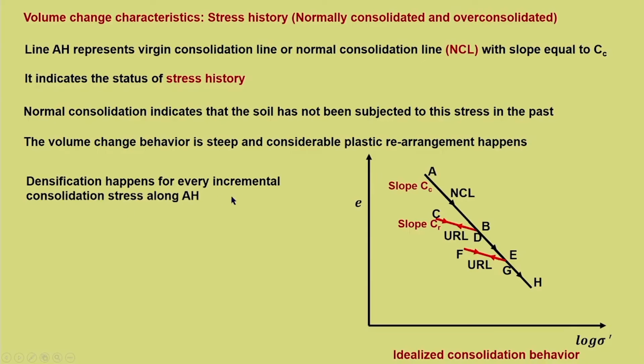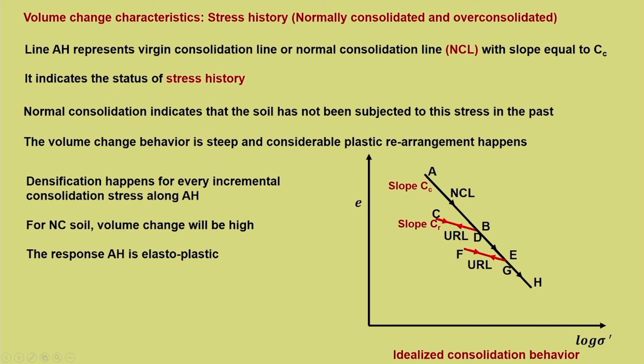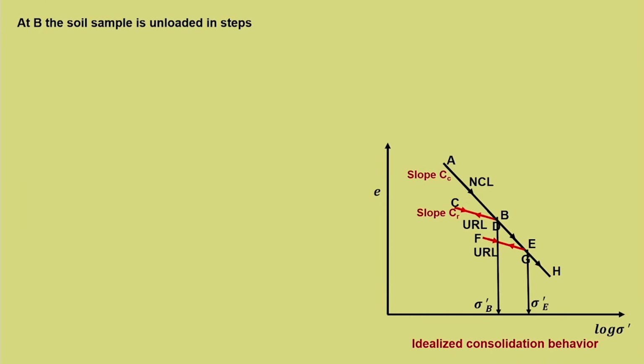Densification happens for every incremental consolidation stress along AH. So, we are talking only about the NCL. For NC soil, volume change will be high. The response AH is elastoplastic. Okay. So, this much we need to keep in mind. So, a normally consolidated soil undergoes elastoplastic response.